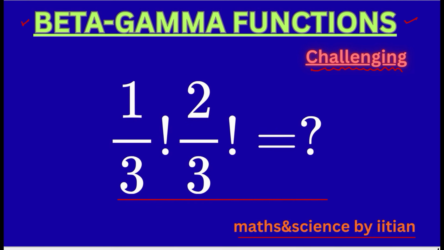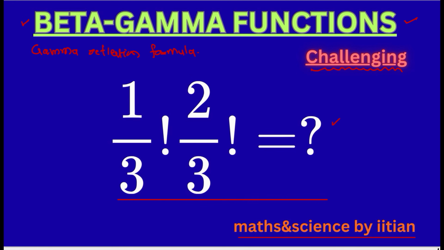If you go from the basics and proofs, it requires understanding of both beta and gamma functions and also the gamma reflection formula. The answer is not as simple as the question looks. Factorial 1 by 3 into factorial 2 by 3 is equal to how much? This is what we are going to solve.